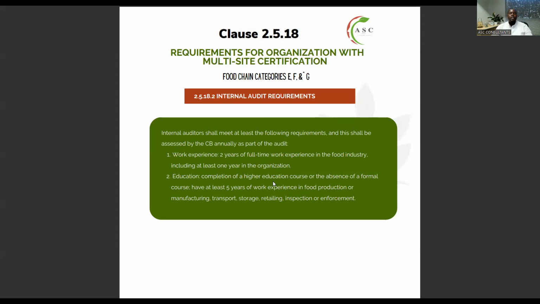Then the requirements for the internal auditors that you send to audit the other sites are as follows. They must have work experience of at least 2 years full-time in the food industry, including at least 1 year in the organization. They shall have completed a higher education course, or in the absence of a formal course, have at least 5 years of work experience in food production or manufacturing, transport, storage, retailing, or inspection or enforcement.